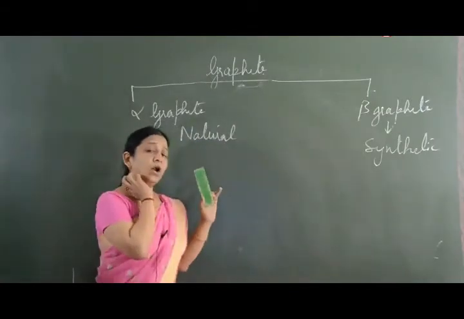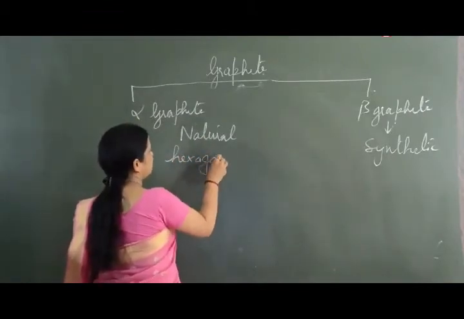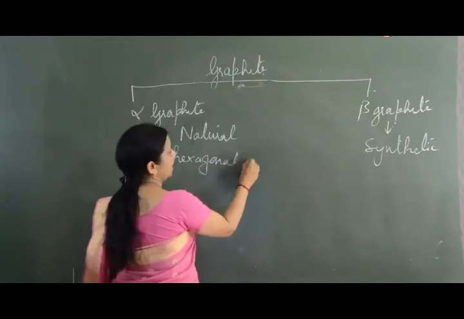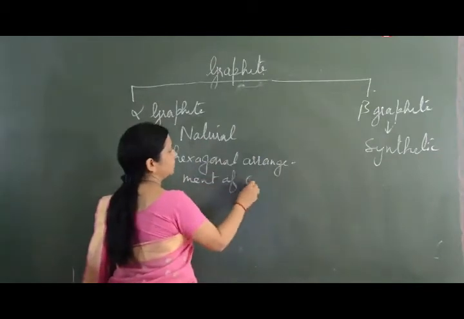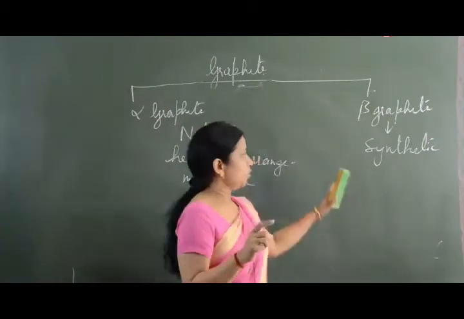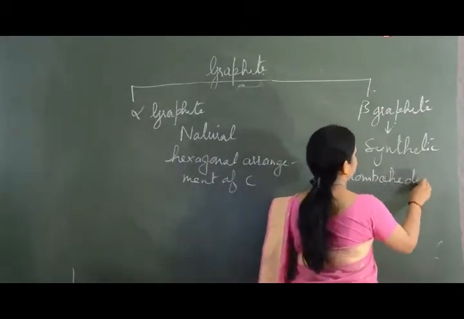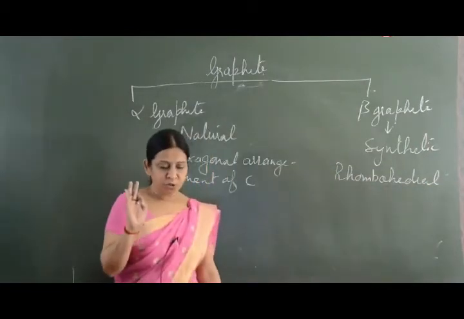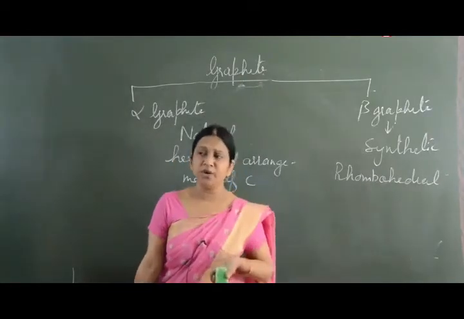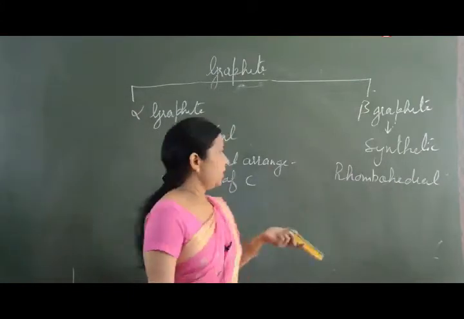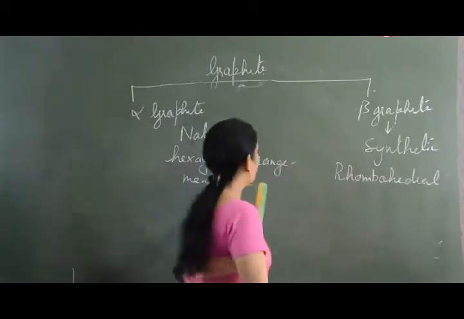In case of alpha or natural graphite, the arrangement of carbons is hexagonal, as we have already seen in this structure. Whereas in case of beta graphite or synthetic graphite, the arrangement is rhombohedral. So we have two types of graphite, alpha or beta, or we can also say natural and synthetic. In natural, the arrangement of carbon is hexagonal. In synthetic, it is rhombohedral.